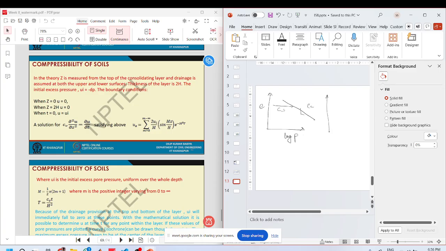Another way of going about it is, if you have specific volume here, which is equal to 1 plus e, and you have log of p here, then this slope is called lambda, and this is called kappa. The relationship between them is just this change in the log base.